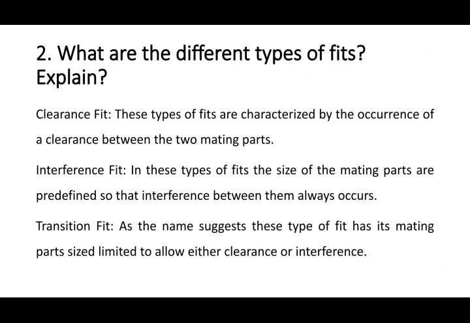Next question, what are the different types of fit? There are three types of fit: clearance fit, interference fit, and transition fit. In clearance fit, there will always be a clearance between the two mating parts. In case of interference fit, there will be an interference between the two mating parts. And in case of transition fit, there will be either clearance or interference between the two mating parts.